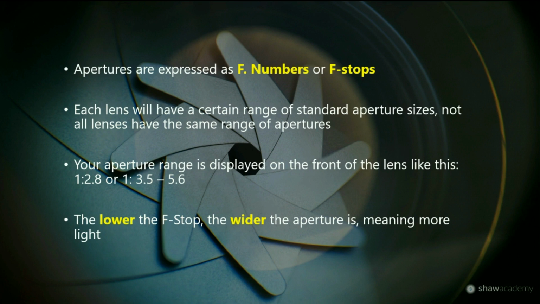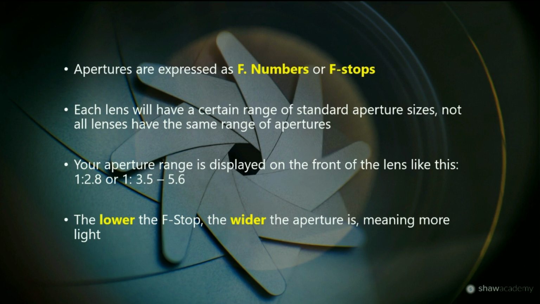Obviously there's a lot of numbers involved in photography, and I think that can be what's very confusing about photography for beginners. Those numbers tend to go against what we would normally expect numbers to mean. Typically a higher number means more, but when it comes to apertures, it's actually the opposite. A lower number means more. So the lower the f-stop, the more light is going to come in through the lens.